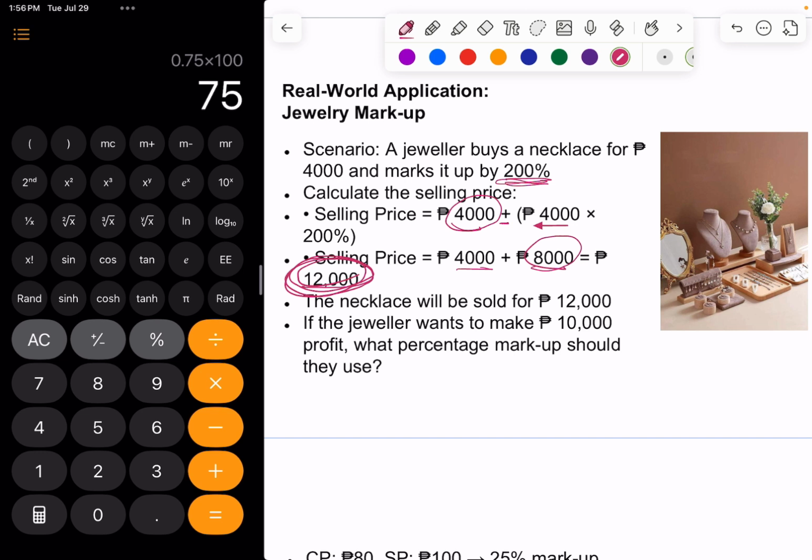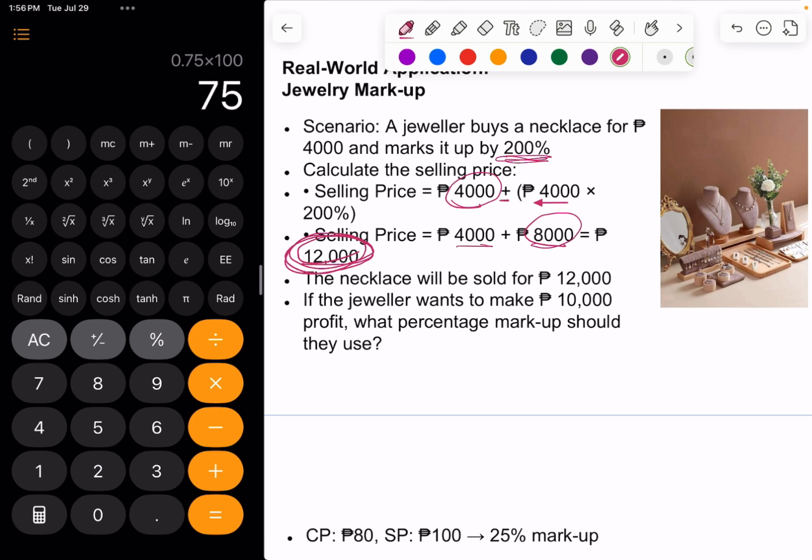Now, what if you want to make a 10,000 pesos profit? What percentage markup should they use? So when we say the word profit, that means kaning profit or kaning 10,000, igo ra nato ni siya gidugang sa ato ang puhunan.